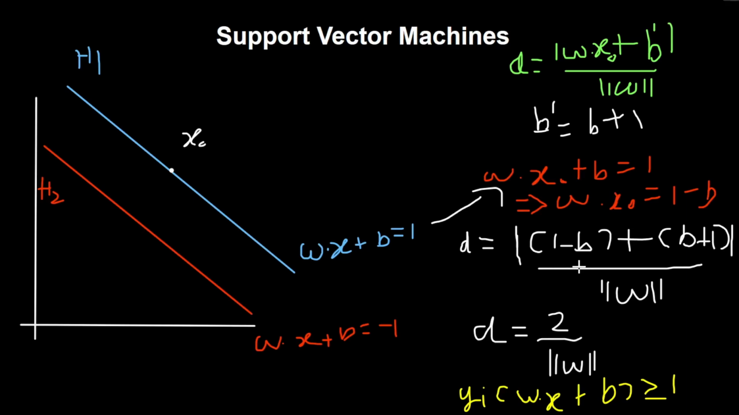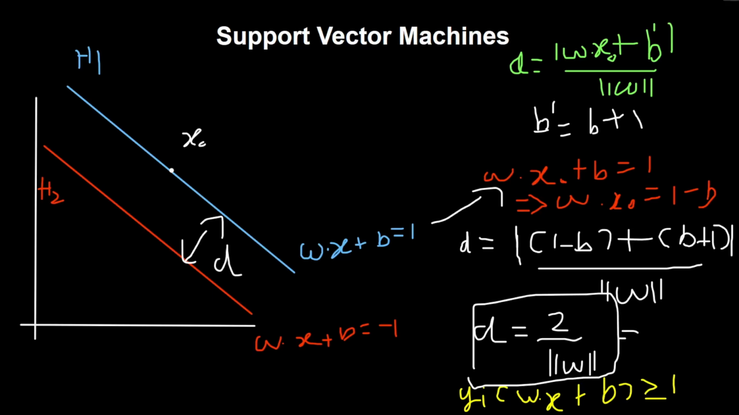Here we have the numerator term as the substituted terms. Here b and b will get cancelled, and you will have 2 in the numerator. So this is the final formula for the margin, the distance between these two separating hyperplanes. This is d. Our goal is to maximize this function. Now we have a definite function to maximize. In order to maximize this term, we need to minimize the denominator term, so that the whole term will be more if the denominator is less.